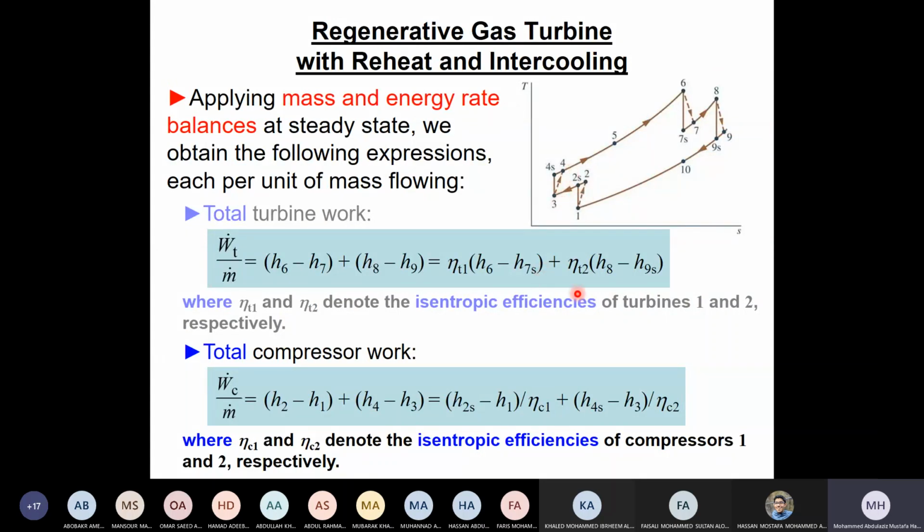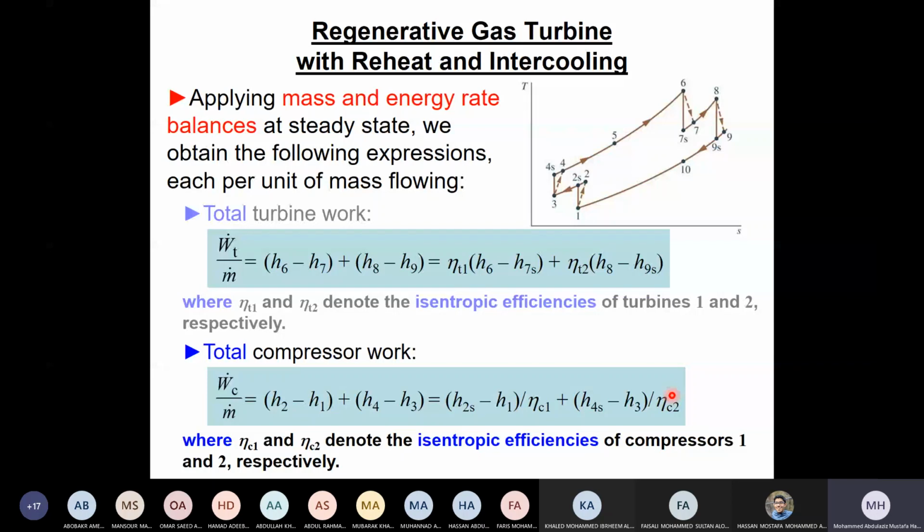So now we say here, because of eta compressor, it will be eta compressor 1 equals (H2S minus H1) divided by (H2 minus H1), plus (H4S minus H3) divided by (H4 minus H3), the efficiency of compressor 2. Then we have the heat addition.